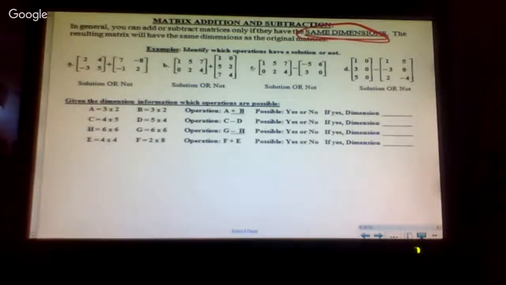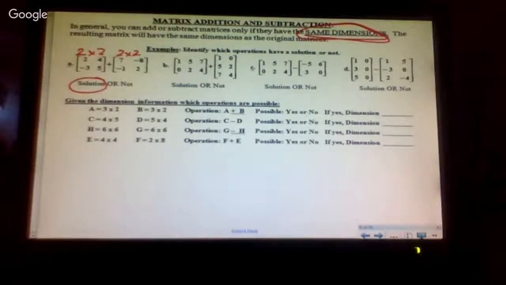Okay, so tell me here. A, can I have a solution for that? Yes. Okay, this is a what by what? A 2 by 2 and a 2 by 2. So yes, there is a solution.